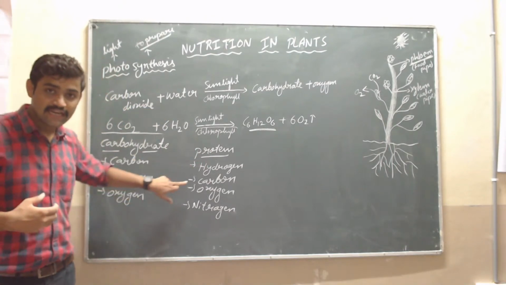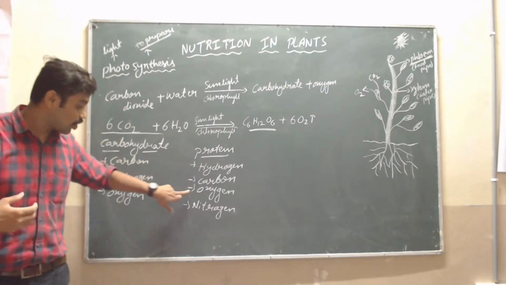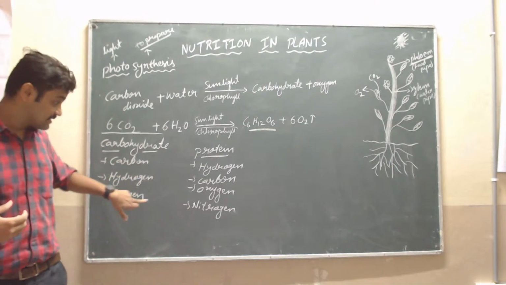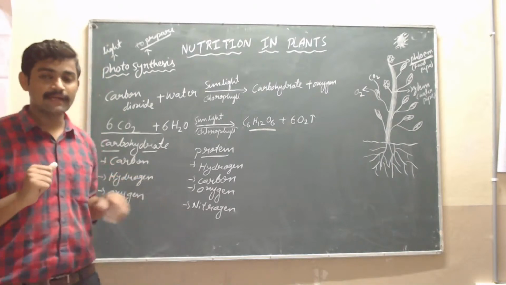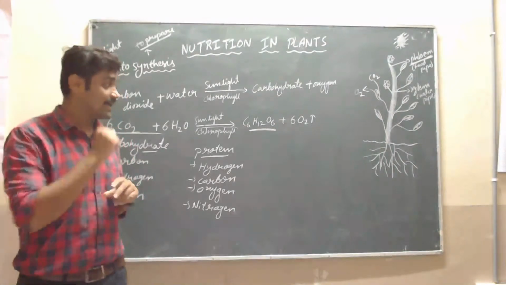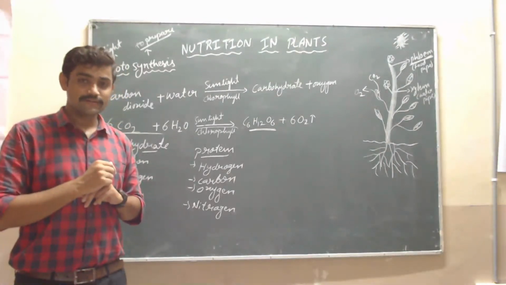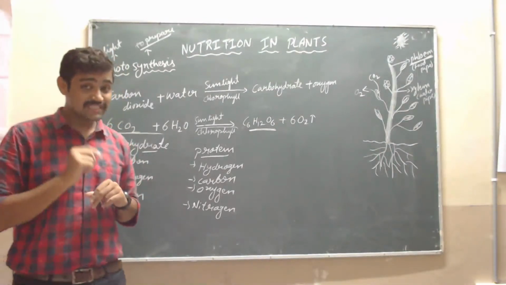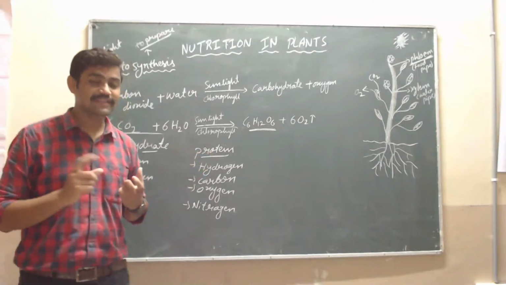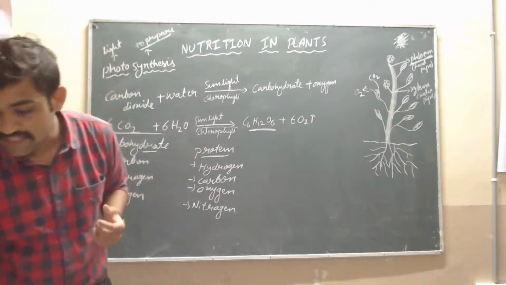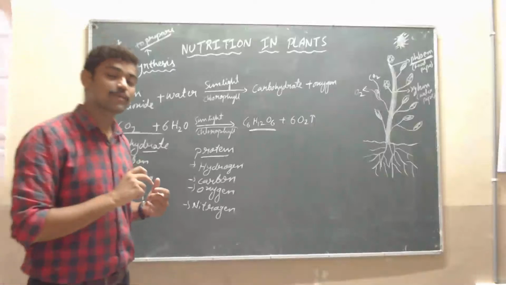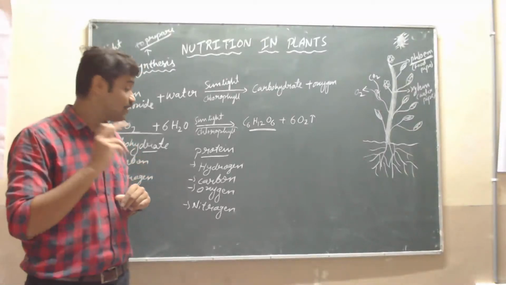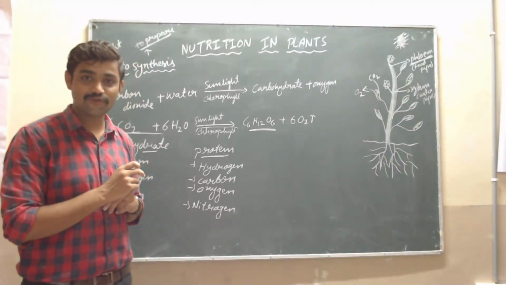Hydrogen is there, carbon is also there, then oxygen is also there, but nitrogen is not there. Then what will they do? Nitrogen is compulsory for preparation of protein. Yes, I will explain. From where will they get nitrogen from?